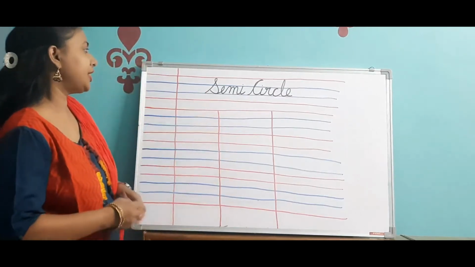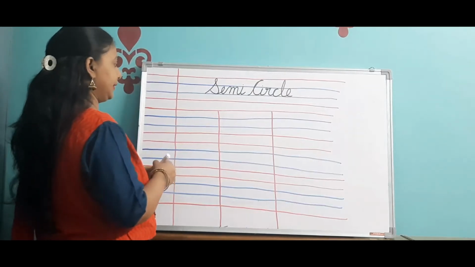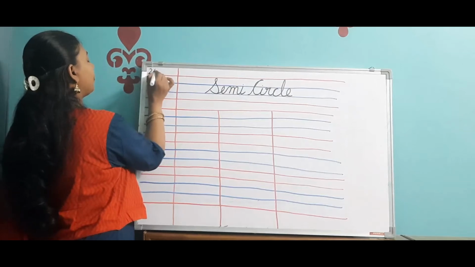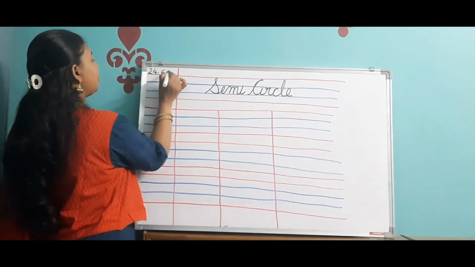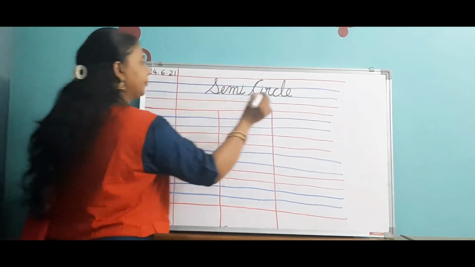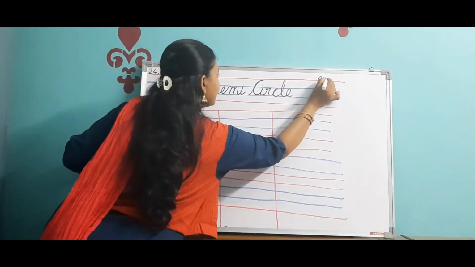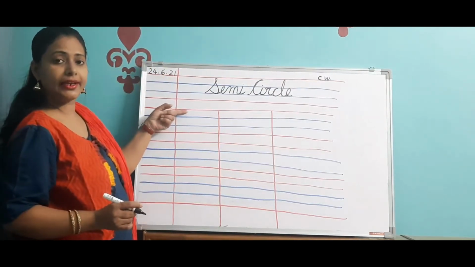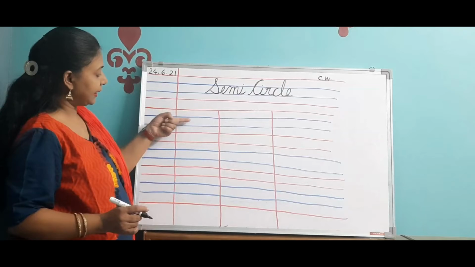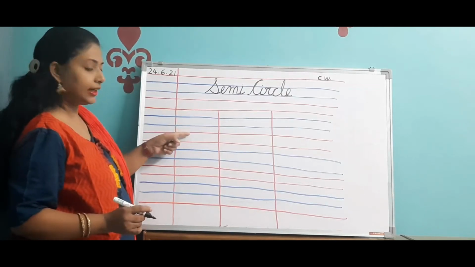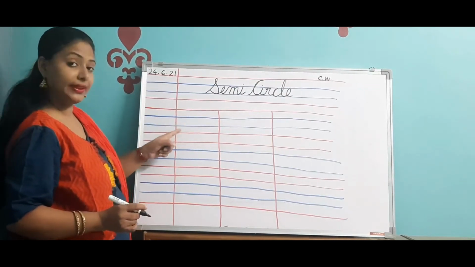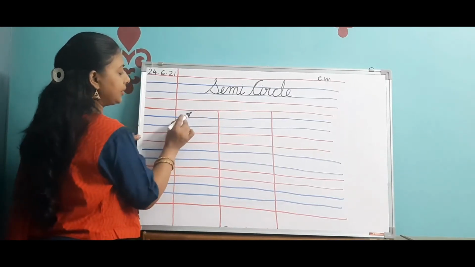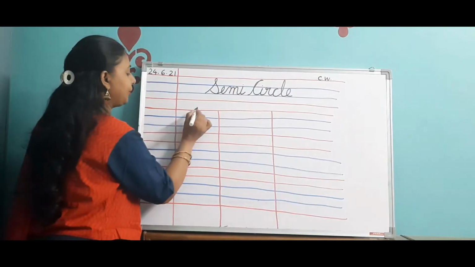So I have already written here semicircle. And today the date is 24.6.21. This is your class work. Okay. Now look here. Here is the first line. Yes. First line, second line, third line and fourth line. These 4 lines are here. So we have to write within these 4 lines. Okay. So we start from the first line. Can you see the dot over here? We will start from this line.